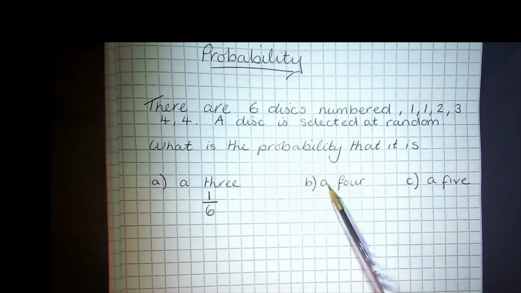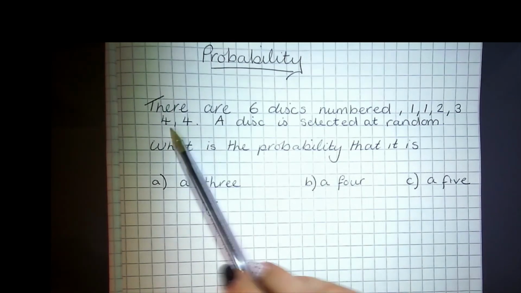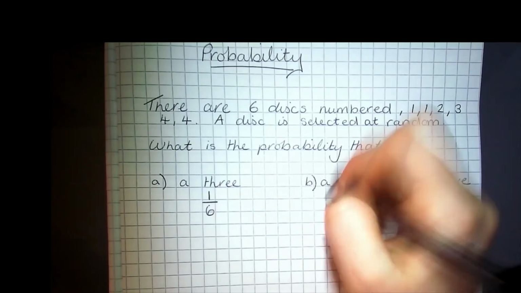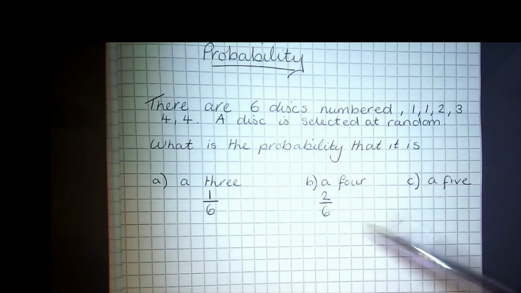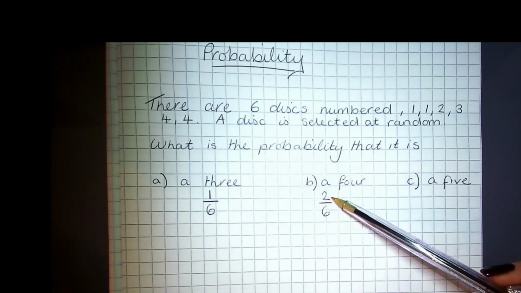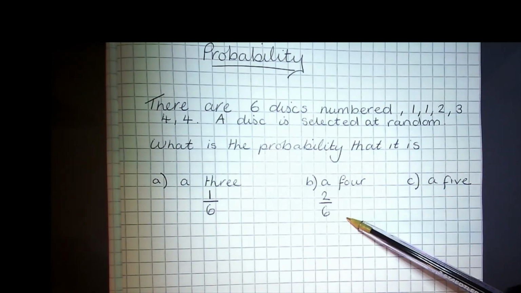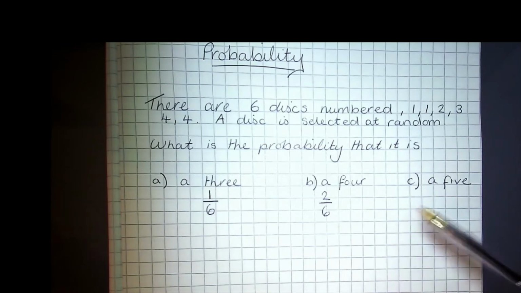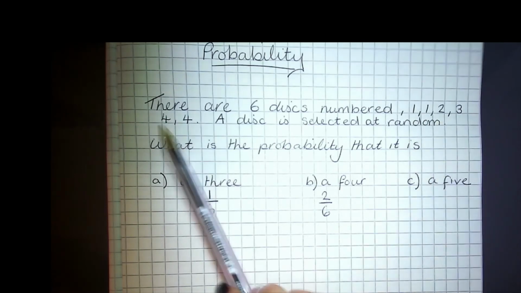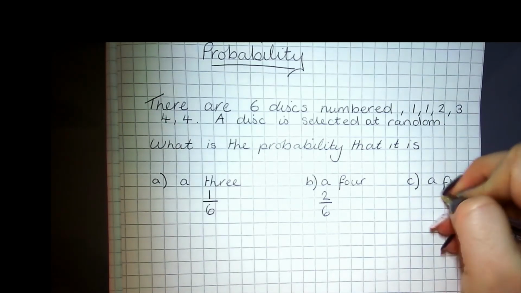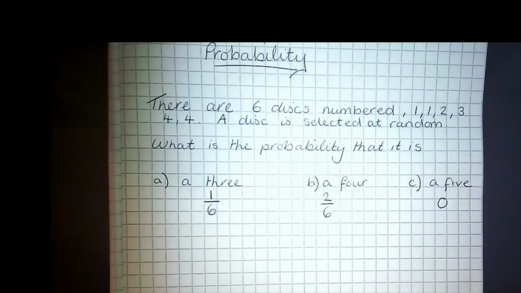Next question, a 4. Well, there's 2 4s in this question, so it's 2 out of 6. Now you may have spotted that we could simplify that down to 1 over 3, but in probability you do not need to simplify. And then finally a 5. Now you may notice that there is no 5s in this list, so the probability is just 0.